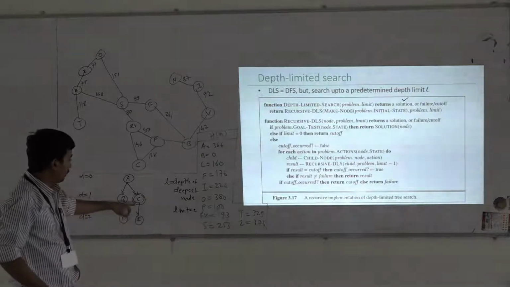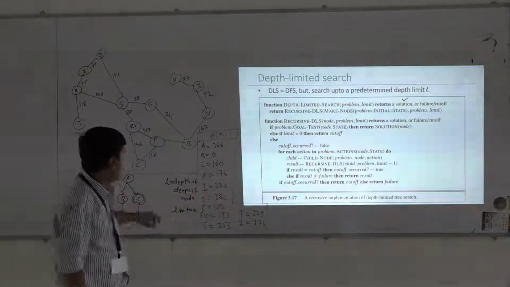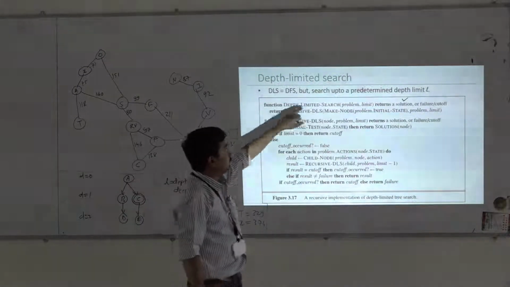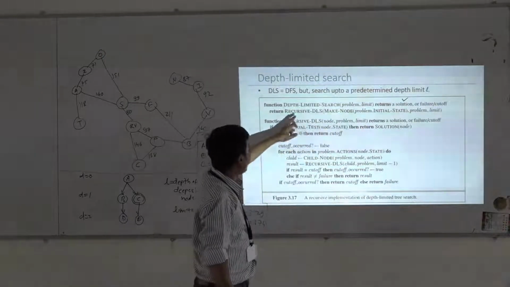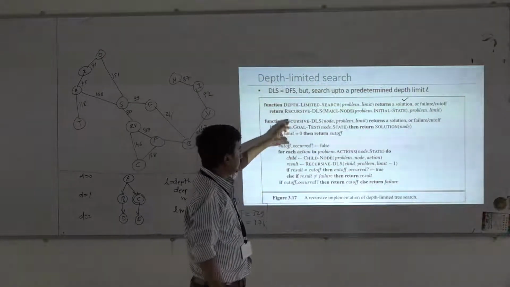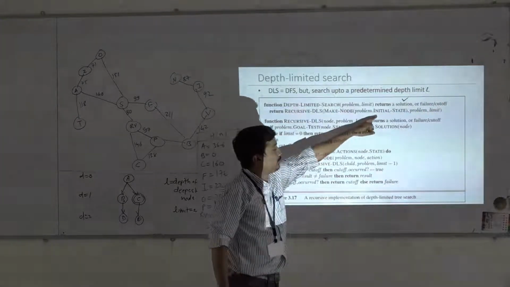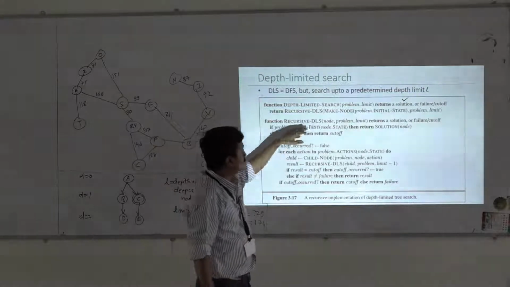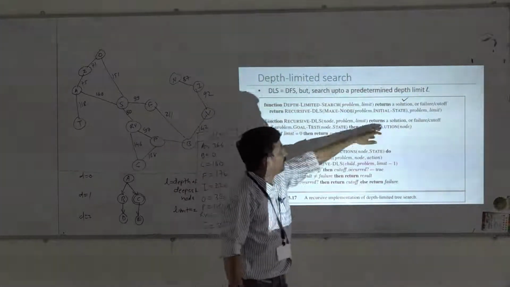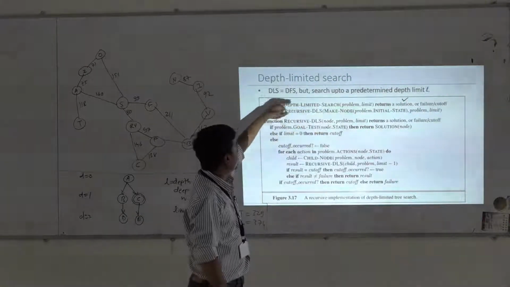Now we will continue. C is our goal, and our algorithm should find a solution now. So we will make a call to our DLS algorithm. We will pass the problem and limit as 2. Now it is making a recursive call to this recursive function. The first node, our initial state A, is passed to this function, and simply it is returning the same value.